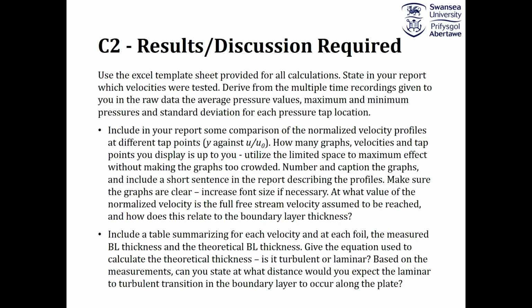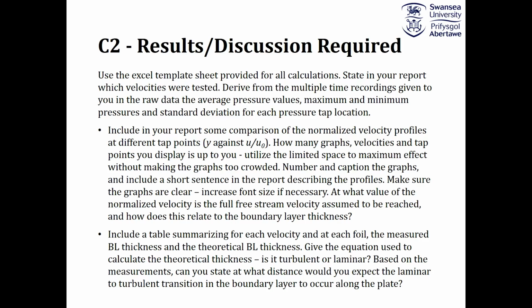Yeah, that is the boundary layer thickness. Okay, so at 0.99, that is the boundary layer thickness. That's how it relates. Okay, second bullet point: include a table summarizing, for each velocity and at each foil, the measured and theoretical boundary layer thickness. So that slide on Excel I showed you just a few moments ago, you've got a column comparing theoretical and measured. I just want you to join those together so you've got each different wind speed.